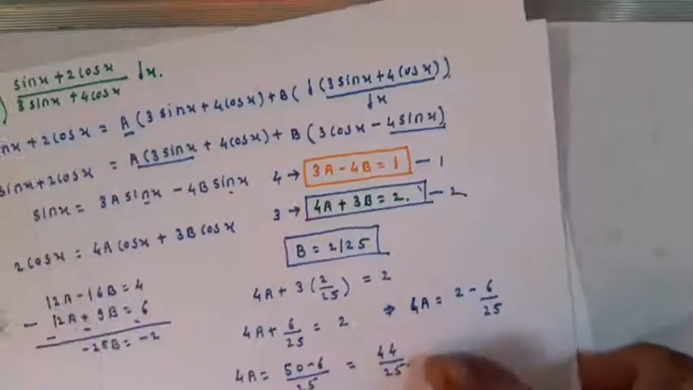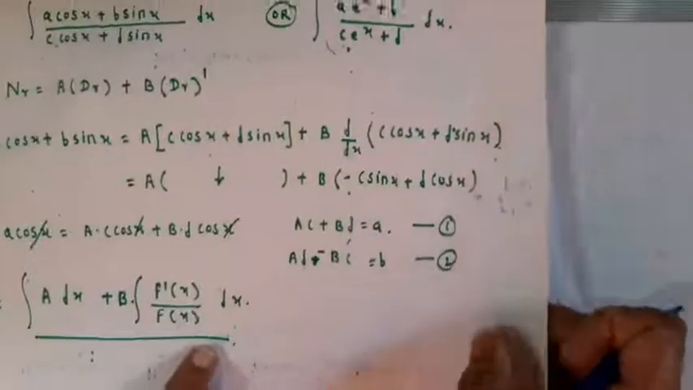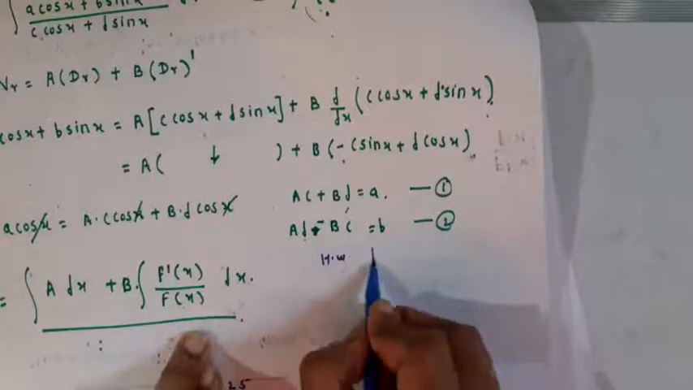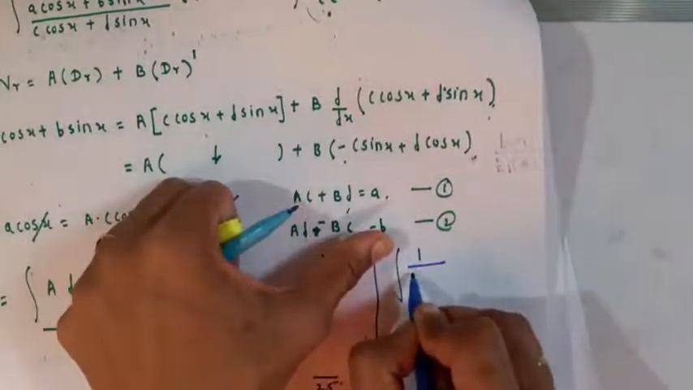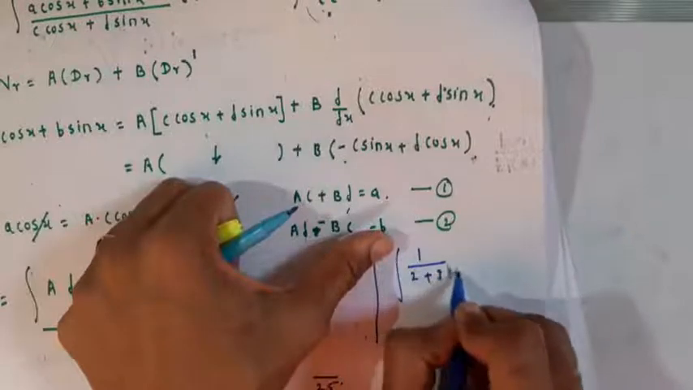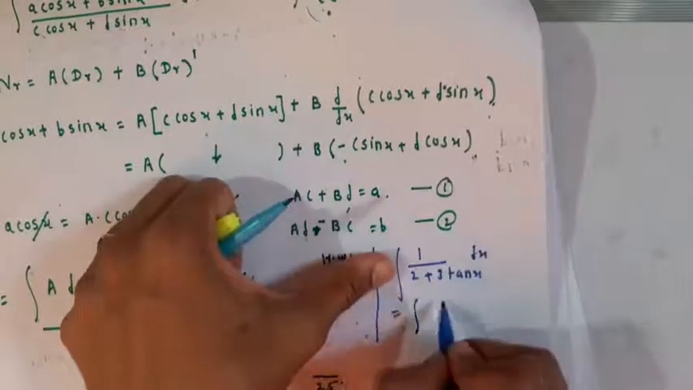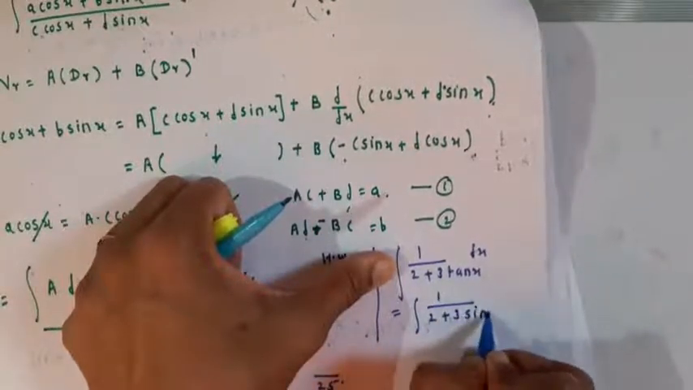Okay students, please solve such type of problem like this. The problem is to evaluate the integration. The homework problem is integration of 1 upon 2 plus 3 tan x with respect to x. The problem is very simple students. 1 upon 2 plus 3 sin x upon cos x.